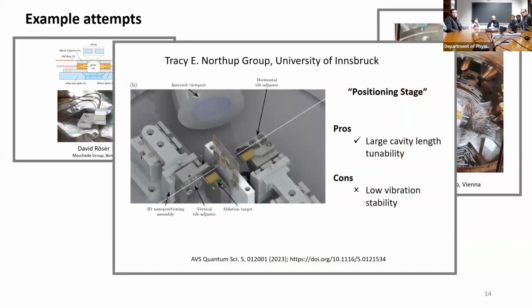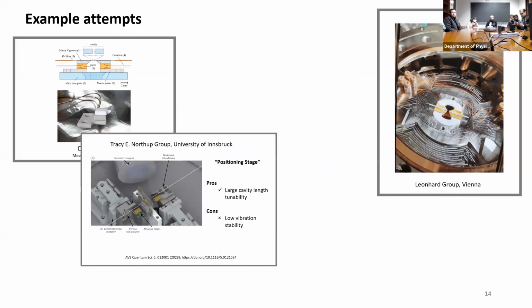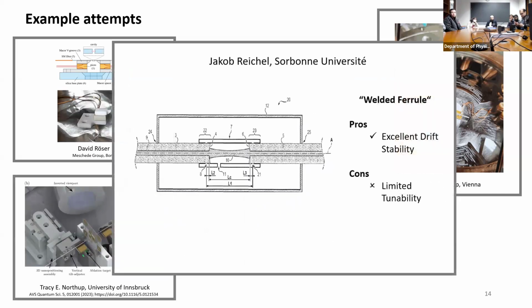This is in Innsbruck. This is the Nordhook group, and they are using it for ion traps. So they needed to have these complicated lever systems and adjustments and stuff. But the cost is of stability, because you have so many levers everywhere that you may just have a lot of vibration and instability in the system. In this case, they were able to actually achieve good stability, but then this is a complicated system, and we may want to start simple first.